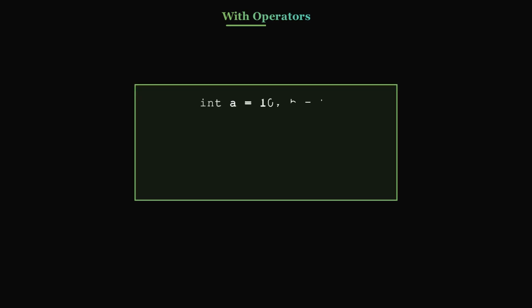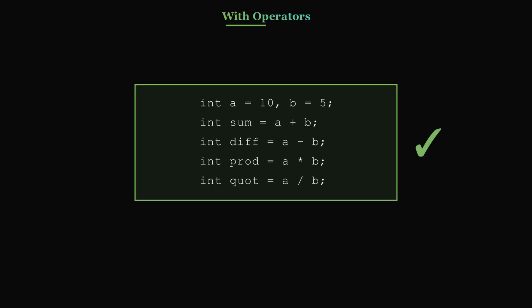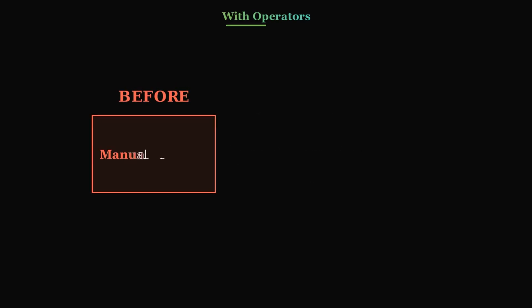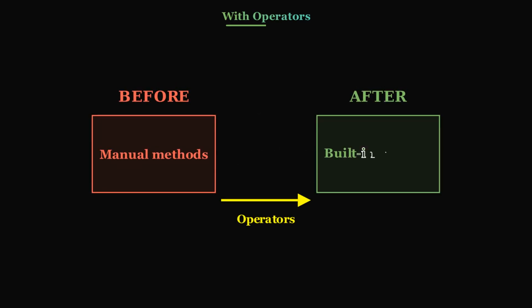Here comes the solution: operators. Look how clean the code is now. Perform calculations quickly, simplify complex expressions, reduce code verbosity. Compare the difference. And that is why we use operators.